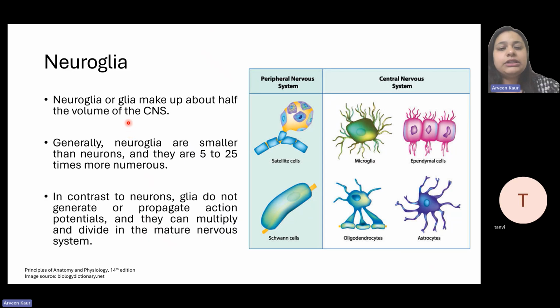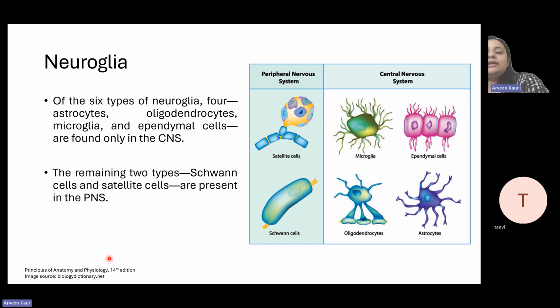So generally, the neuroglia are smaller than neurons and they are 5 to 25 times more numerous, right? Although they are smaller, they are much more abundant than the neurons. In contrast to neurons, the glia do not generate or propagate action potentials, right? That is only a function of the neuron. And these glia can also multiply and divide in the mature nervous system, right? Unlike the neurons, they can multiply and divide even in the adult nervous system.